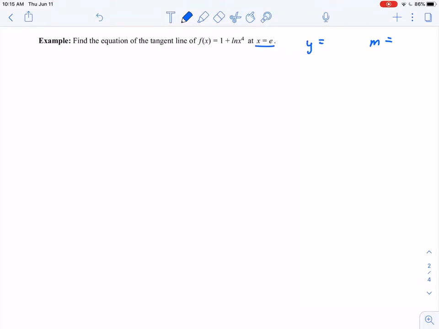Why not? If I want to find the y value first, I'm going to take the x value that was given to me, which is e in this case, and I'm going to plug that into my original function, which is 1 plus natural log e to the fourth power. Here you can use some properties of logarithms, or you can just rely on your calculator. You should have 1 plus 4, so my y value here would be 5. This is my y value. So y equals 5. So I have my y value.